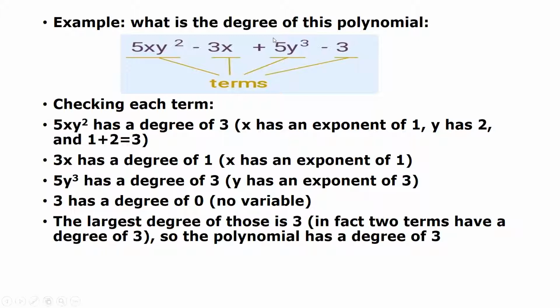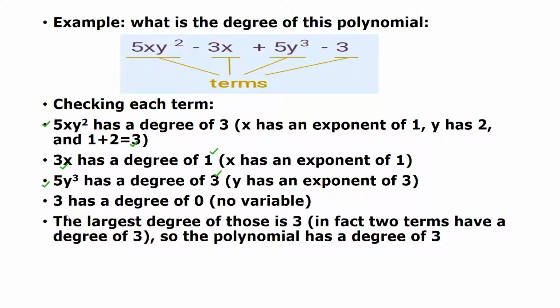In this first term, we can see that x and y square are there. So we add these two powers, and by adding them we get 3. So here the degree is 3. The second term is 3x, so the degree is only 1, having exponent 1. The third term is 5y cube, so the degree of y is 3. So the degree here is 3.